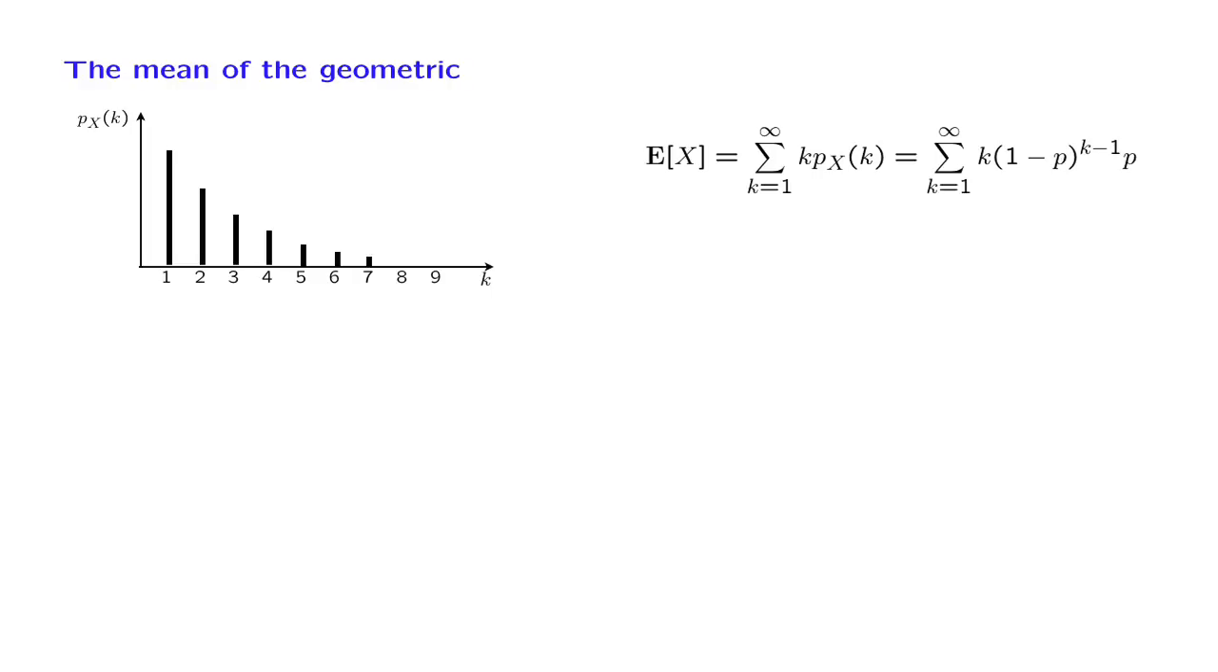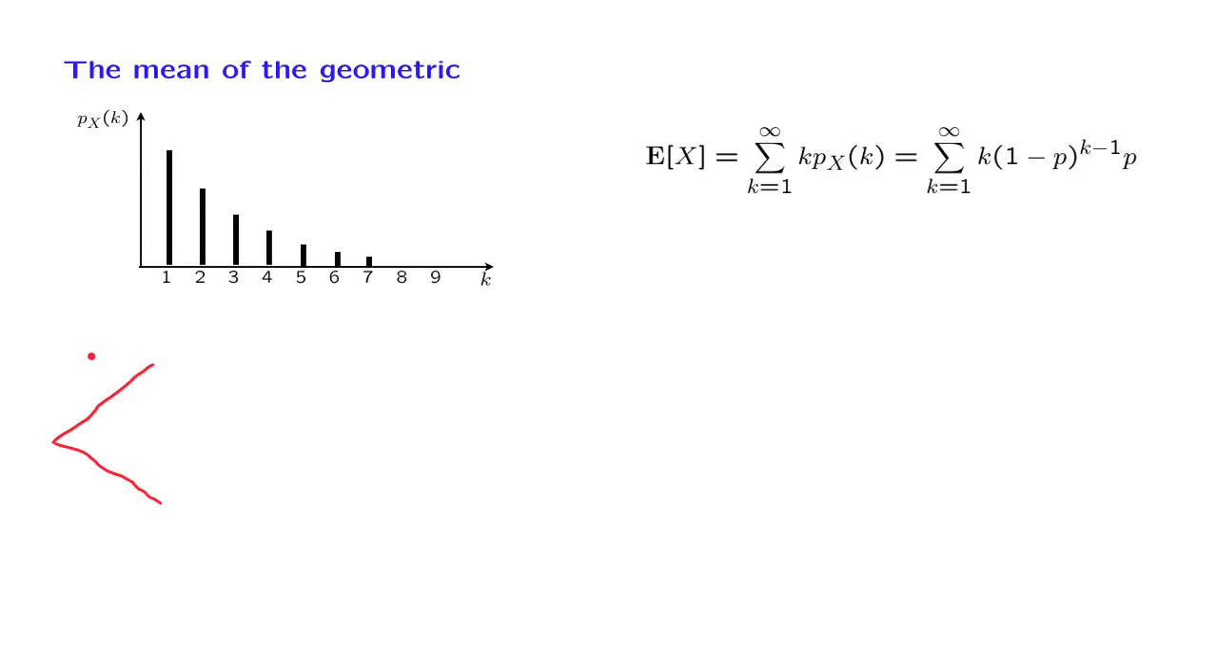If we wanted to calculate the expected value of a geometric using the definition of the expectation, we would have to calculate this infinite sum here, which is quite difficult. Instead, we're going to use a certain trick. The trick is the following: to break down the expected value calculation into two different scenarios.